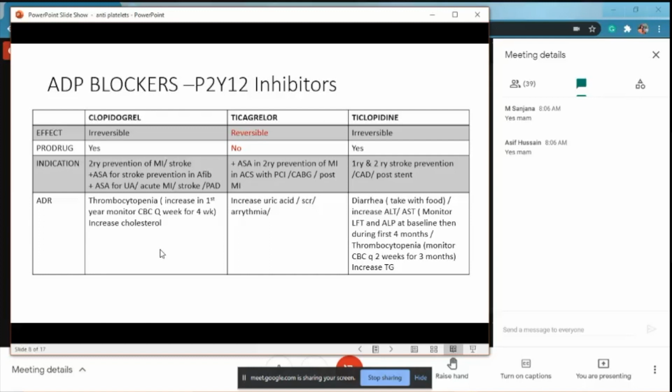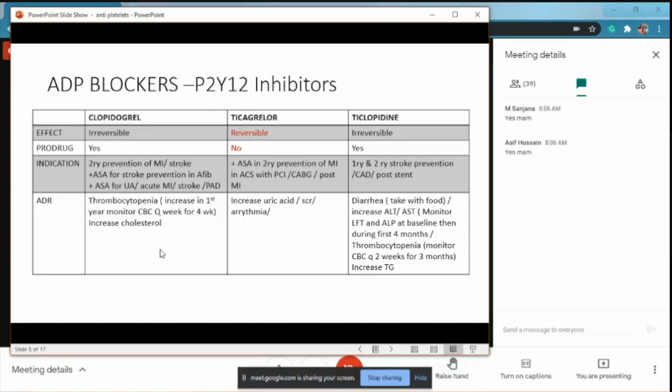Okay, now let's have a look at the adverse effects here. We have quite a lot, like GI bleed, it can cause rash, headache. But the most important thing you have to remember is thrombocytopenia. So it can cause thrombocytopenia. Because of that reason, we have to increase the first year monitoring. Okay, so we have to monitor the CBC.